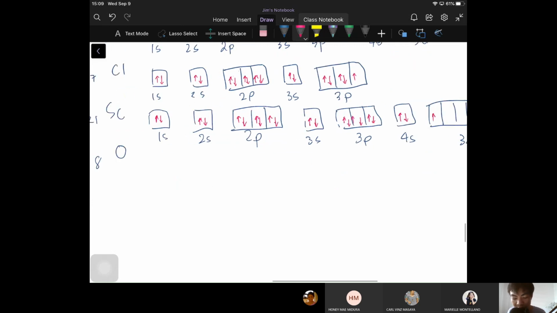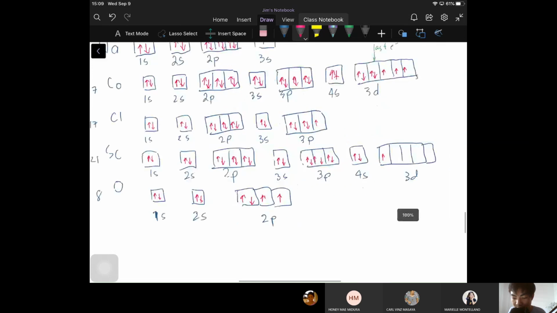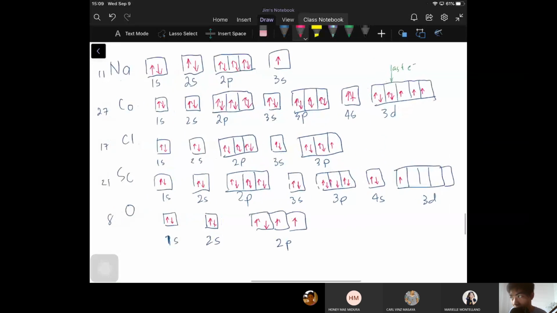Okay, so yan. Then last one, oxygen. Buti naman madali lang to. Okay, so I have 8 electrons lang. So 1, 2, 3, 4, 5, 6, 7, 8. So yan, so we're done now. So this is our orbital diagrams for the different atoms na.